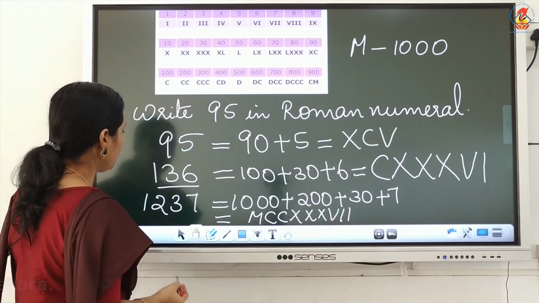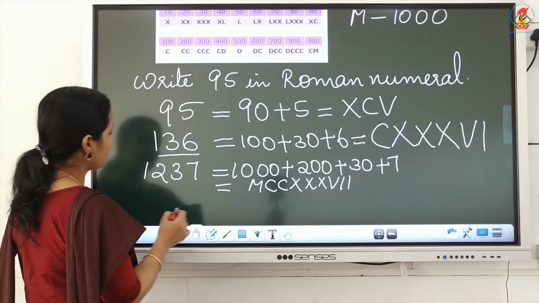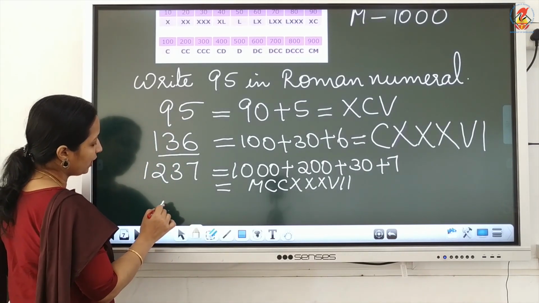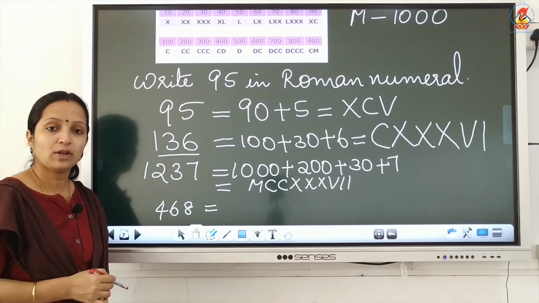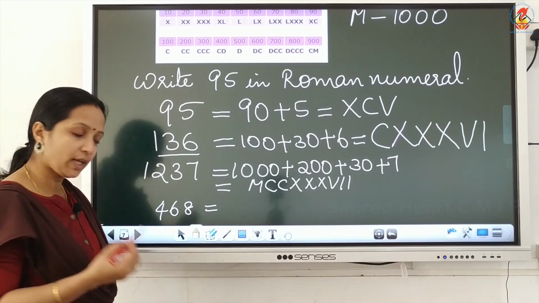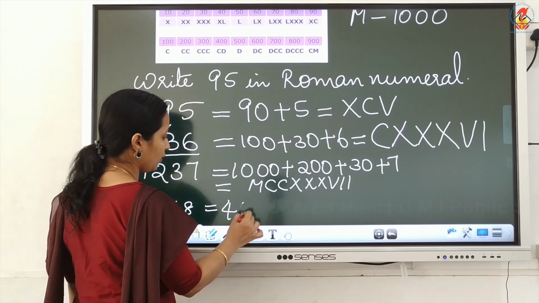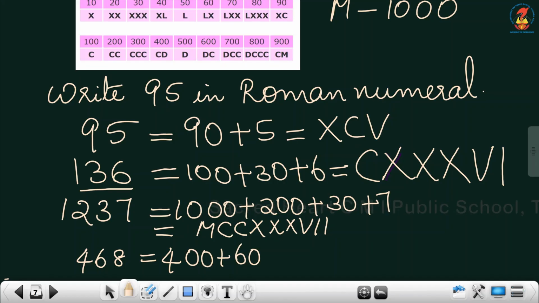Okay. Suppose you want to write 468. If you want to write the Roman numeral of 468, you write the expanded form. What is the expanded form? 400 plus 60 plus 8 is the expanded form.